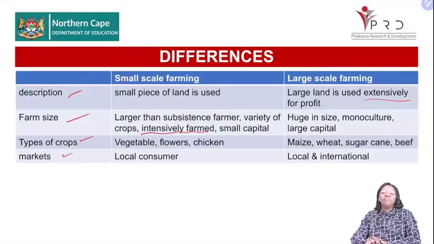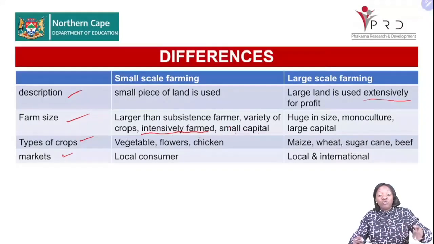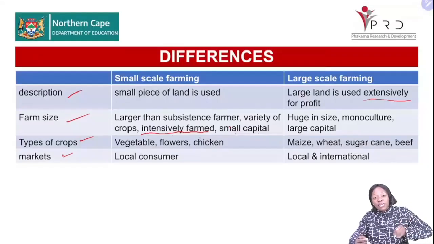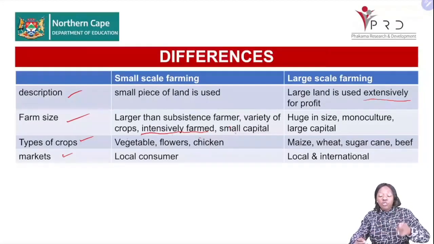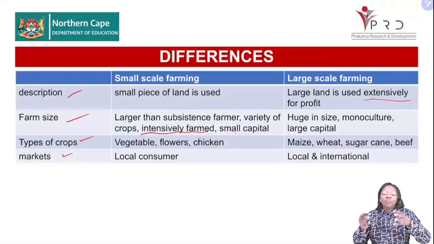Intensively farmed, it means a lot of work again has been put in because they are doing everything using their hands or using their hard labor. And small capital. Why small capital? Because these people, they just need to buy the seeds and that's it. They go to the river to fetch water so that they can come and irrigate their crops. They also use their hands to farm. So there is a small capital, they just need it for the buying of the seed.